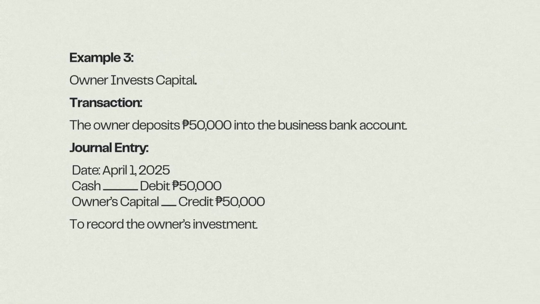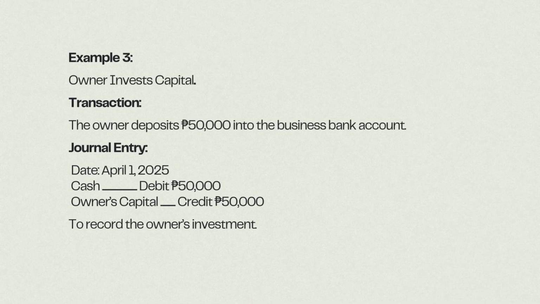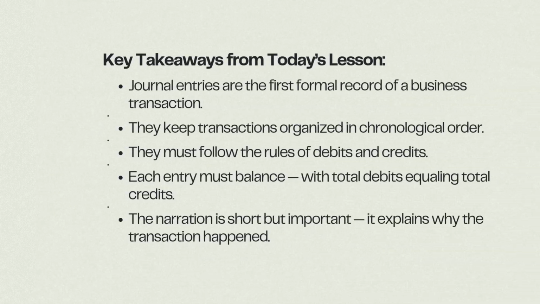Example 3. Owner invests capital. Transaction: the owner deposits $50,000 into the business bank account. Journal entry. Date, April 1st, 2025. Cash, debit $50,000. Owner's capital, credit $50,000 to record the owner's investment.